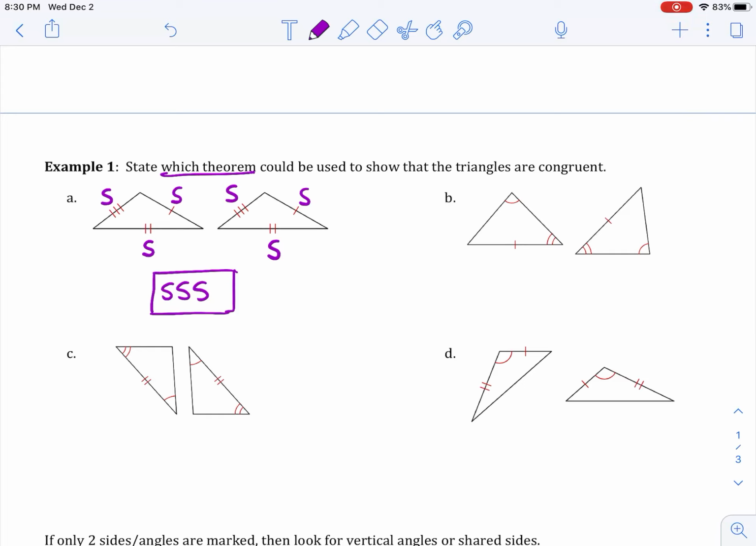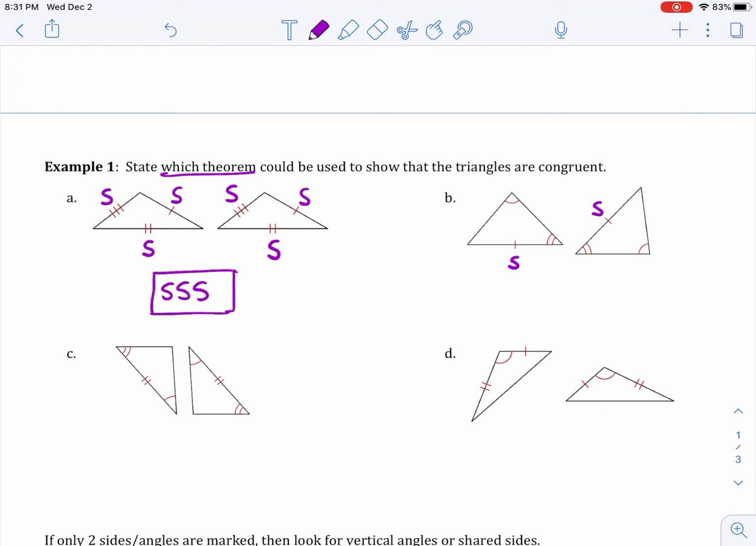All right, let's try it again. In picture B, I see that they've put some arc marks and one tick mark. So they have marked one of the sides with the tick mark, right? So sides are always marked with tick marks. They did mark one of the sides.